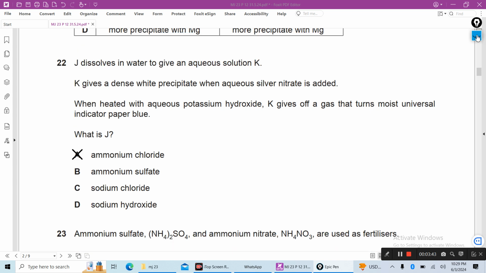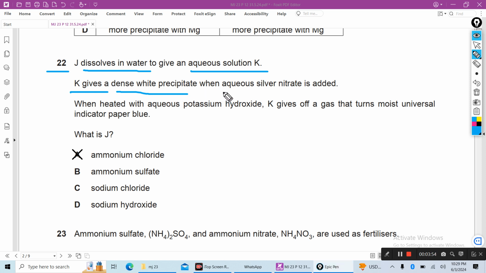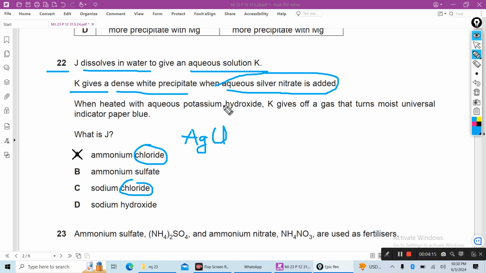Now number 22. Z dissolves in water to give an aqueous solution K. K gives a dense white precipitate when silver nitrate is added. White precipitate means silver chloride, so this contains chloride ion. A or C is the right answer.